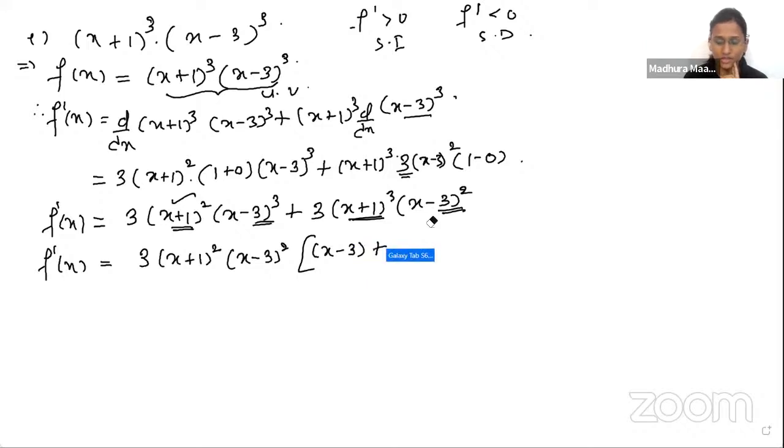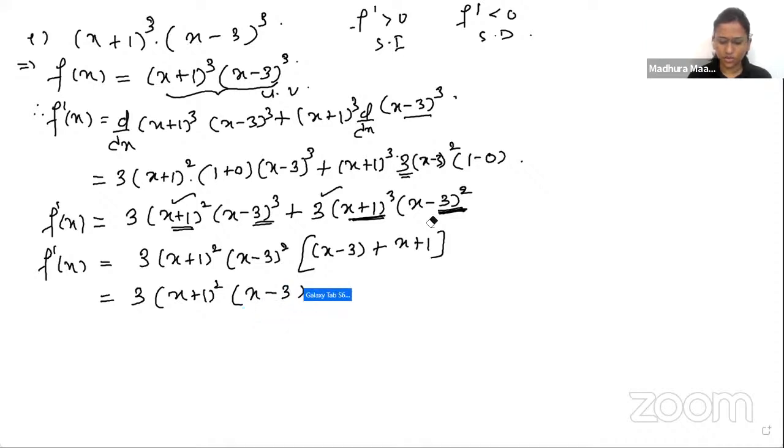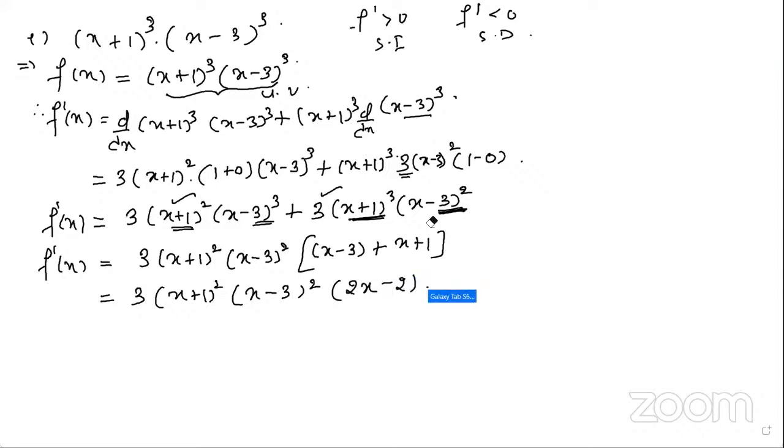Okay, plus 3 you took common. x minus 3, 2 times you took common. How many times is it remaining? 1 time it is remaining. Okay, so solve this. This is (x plus 1) whole square, (x minus 3) whole square. Now what is x plus x? 2x, and minus 3 plus 1 will give you minus 2. Now this is your f dash of x.